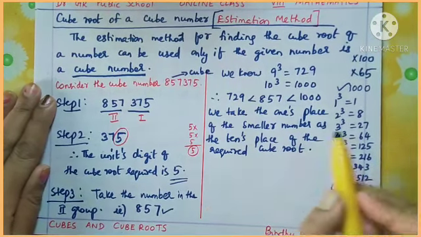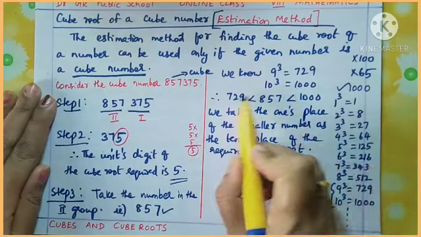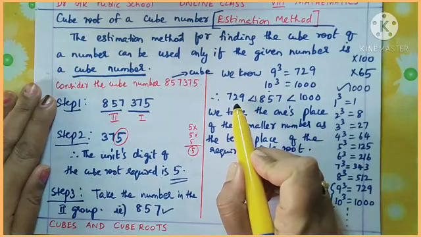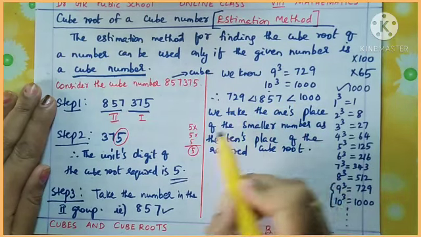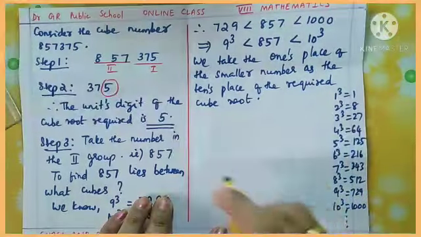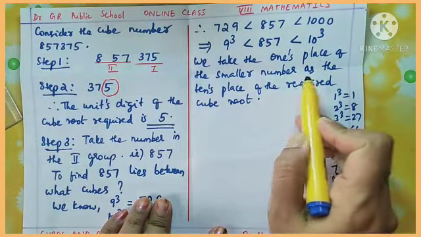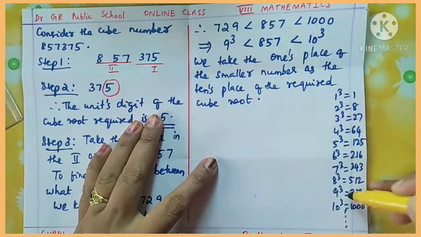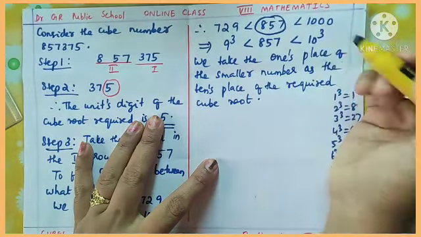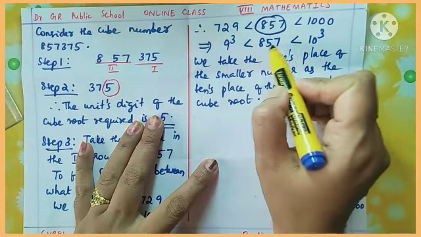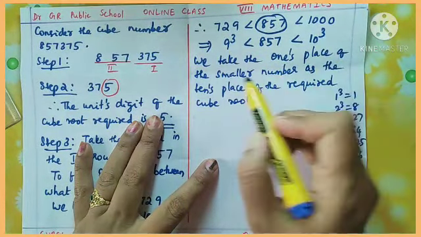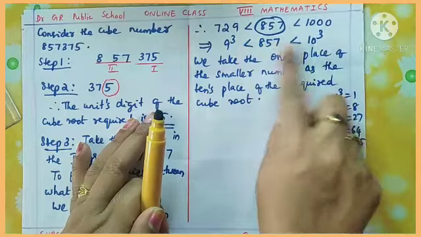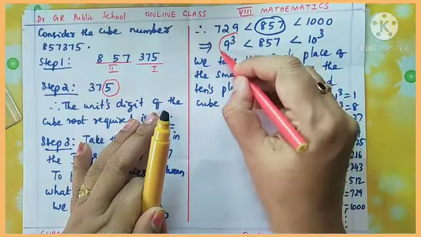Okay, so what is the meaning of this? We found two numbers in between, 857 is there, and among this you want to select the smaller number. We take the ones place of the smaller number. So here we take the ones place of the smaller number as the tens place of the required cube root. So 857 is coming between 9 cube and 10 cube. Now from these two cubes, which is the smaller number here? 9. 9 cube is the smaller number.